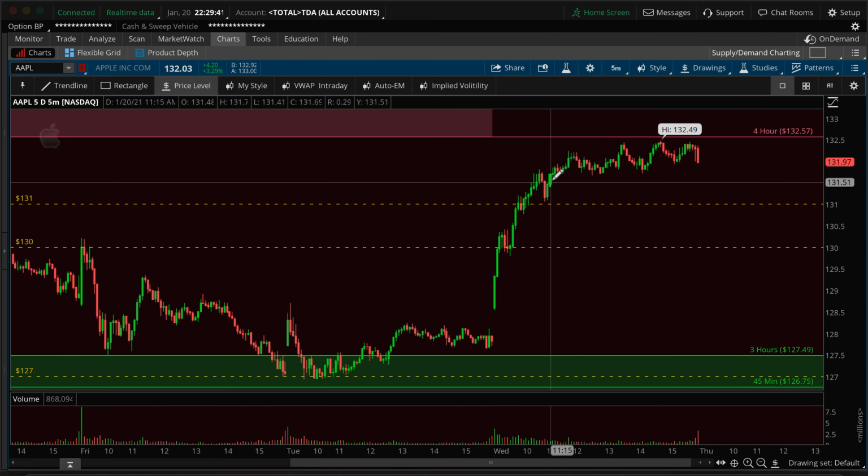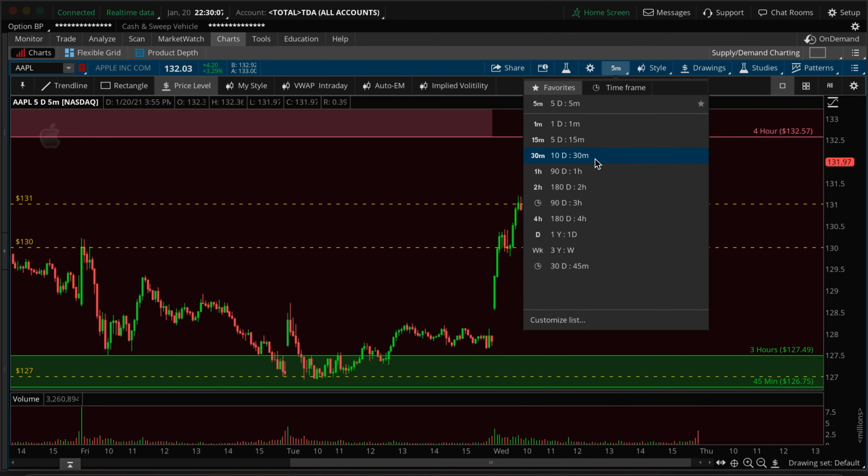I had moving my stop up as we were going up, and then I think I got out on this pullback, I believe. Wasn't trying to hold too long if the market did pull back, was just securing profits. But you can see from this key level here, we bounced at this 131 level, so that was a good entry.